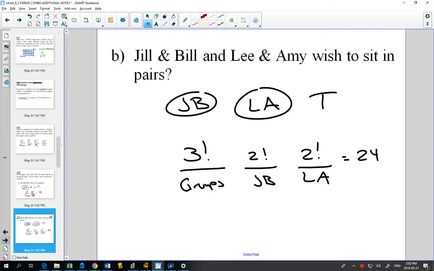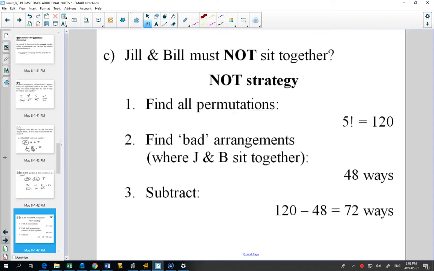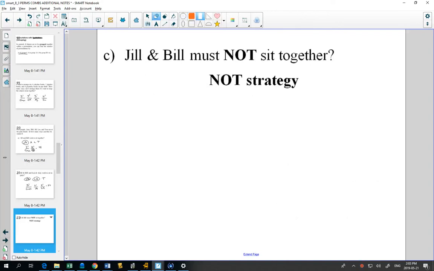Okay, Tom's Revenge, part C. Something happens, and the next time, I'm surprised they even came to the park bench, but Jill and Bill are not going to sit together. Lee and Amy are on again, off again, so they can sit together or not sit together. It's not really a big issue for part C, but we just have to count the ways that Jill and Bill are not sitting together.